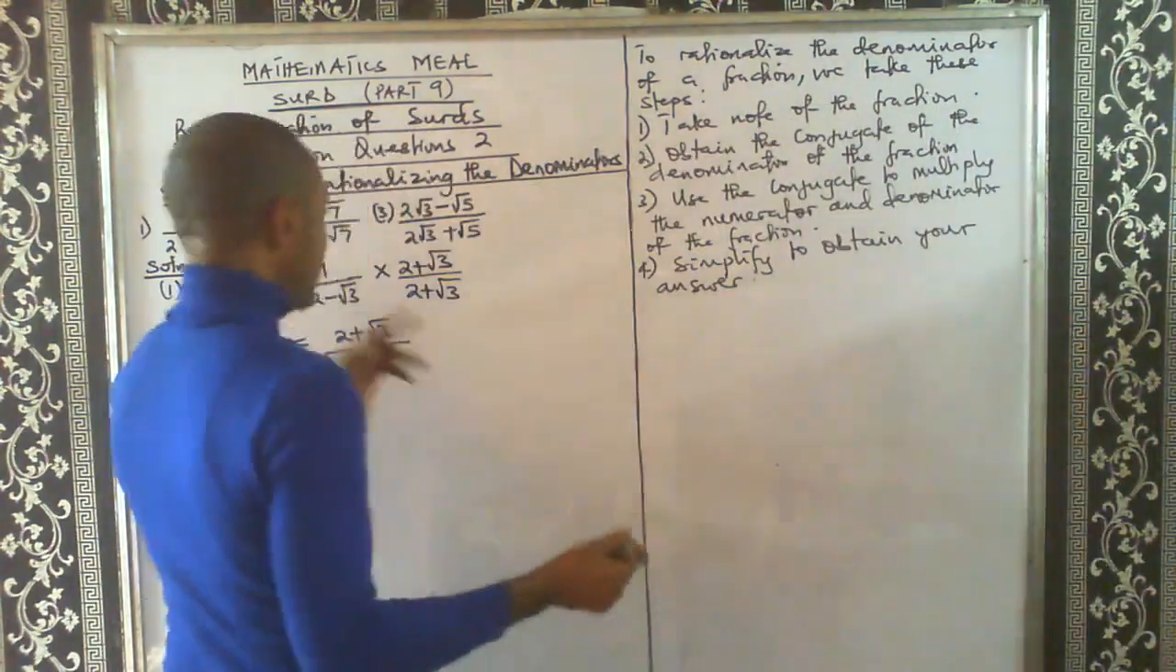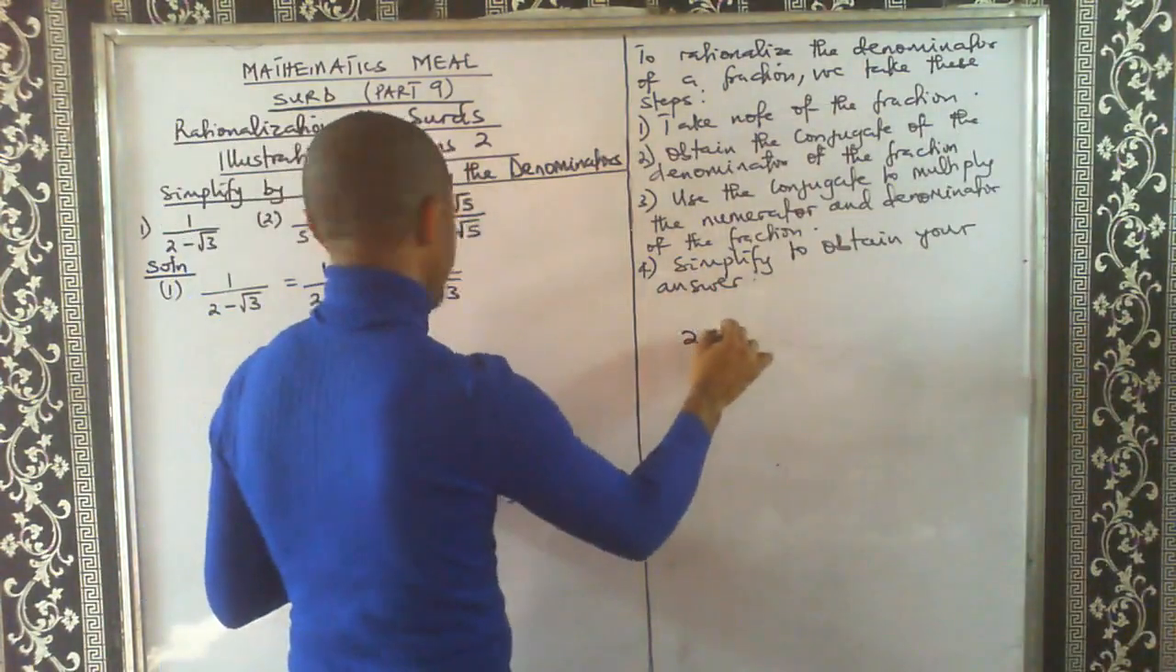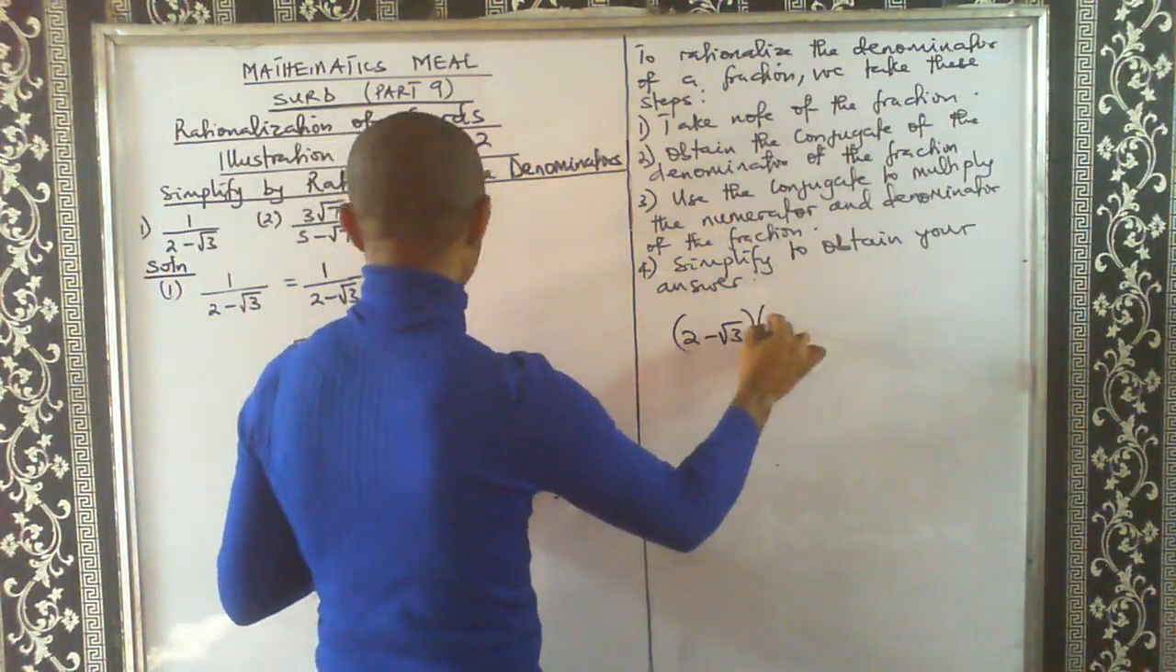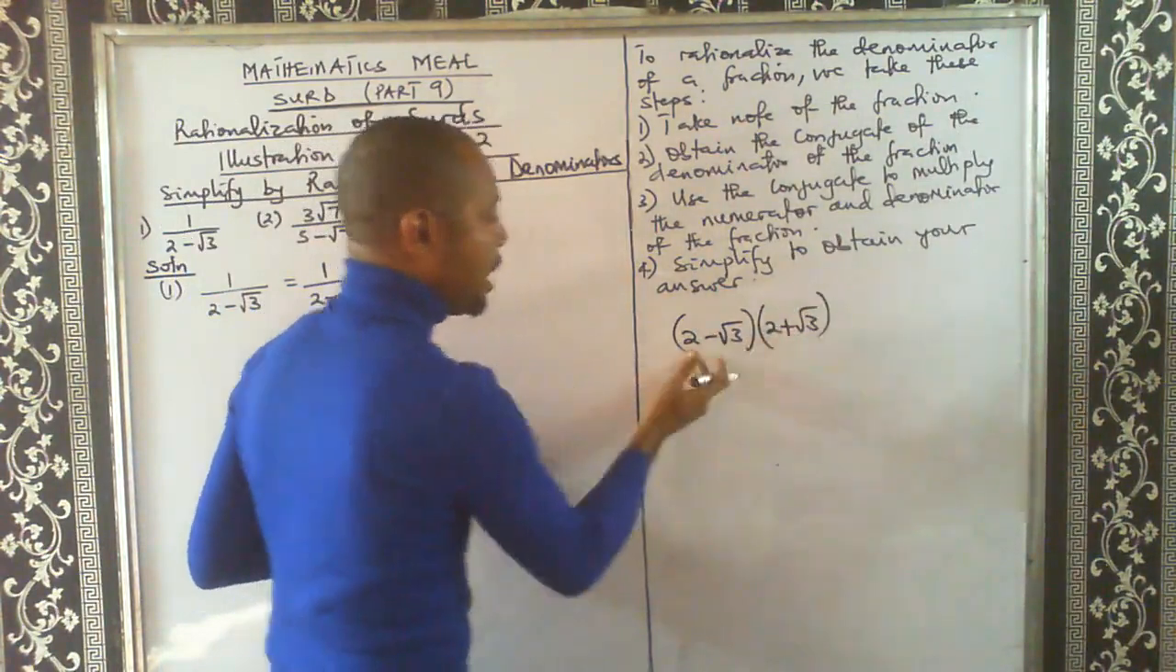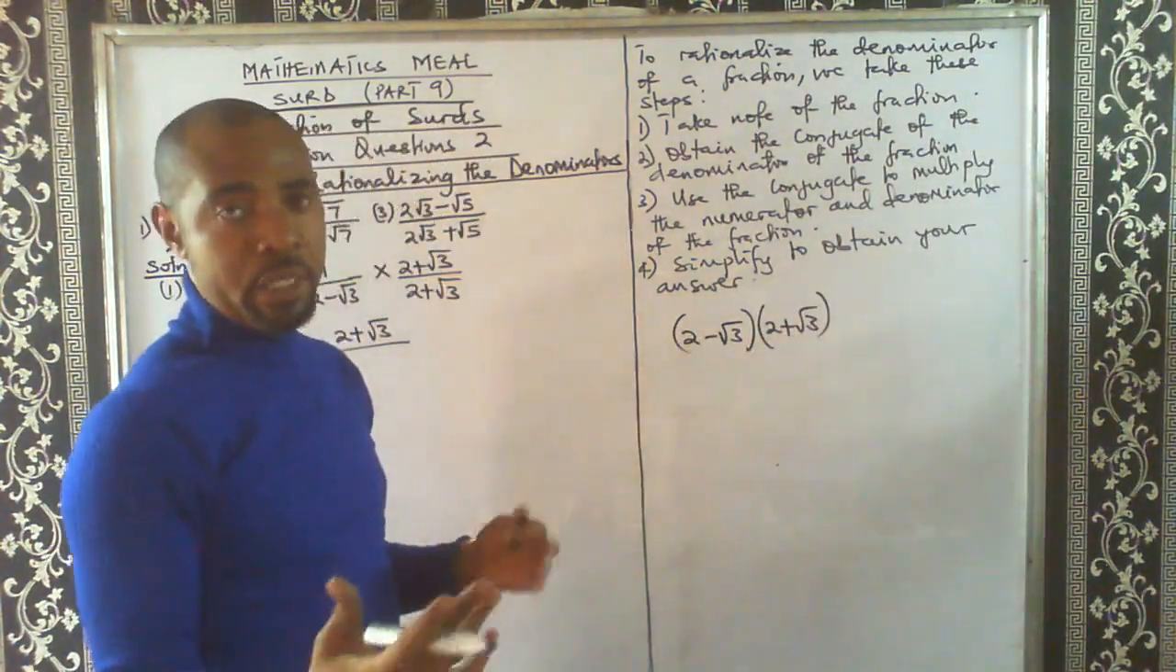I know, but since I want to multiply this, I will just say 2 minus square root of 3 times 2 plus square root of 3, and then I will start expanding. Oh, it's still okay that you do that.